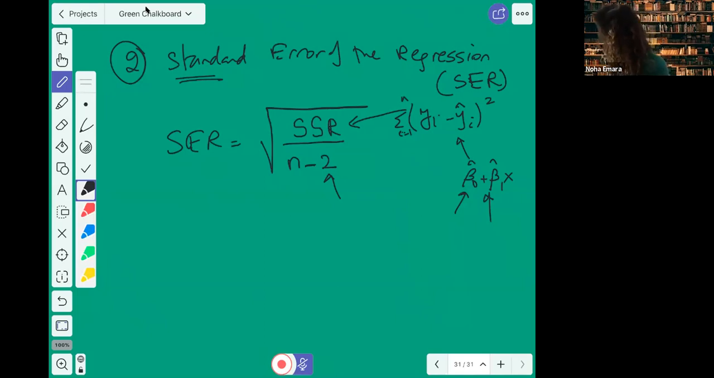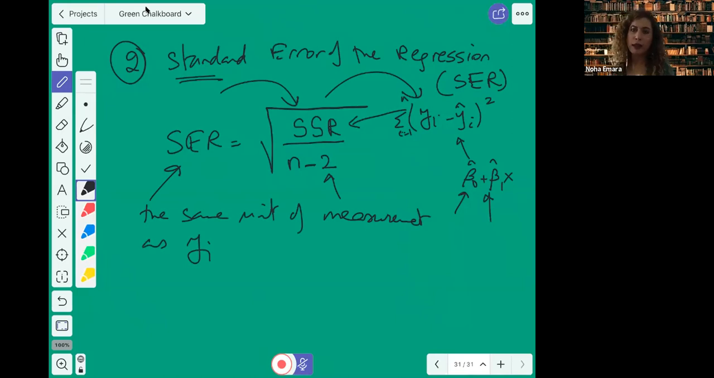All right, so again, the SER is made out of the SSR, and the SSR is made out of the y's. So by the end, the SSR is going to take the same unit of measurement as yi. If yi is distance in miles, then the SER is also going to be in miles. If yi is a test score in points, then the SER is also going to be in points. So it always follows the unit of measurement of yi.